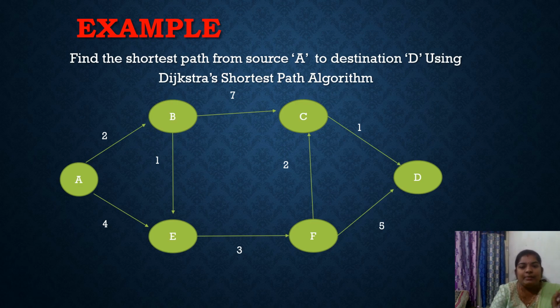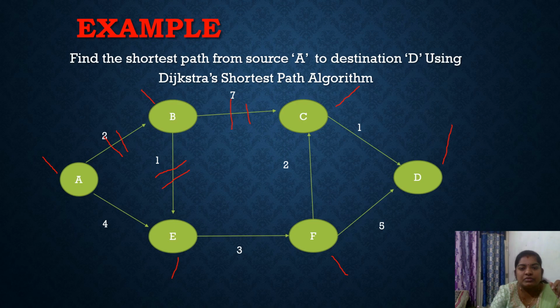Consider a best example for finding the shortest path by using Dijkstra algorithm. In this graph, which consists of some number of nodes, those nodes are connected by using some number of edges. The nodes are A, B, C, D, E and F, that is 1, 2, 3, 4, 5, 6. And these are edges. Those nodes are connected to these edges.